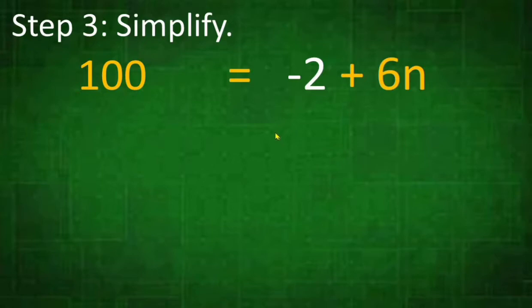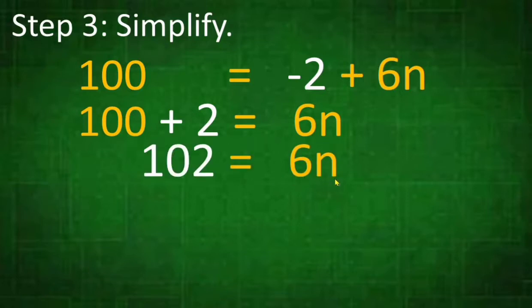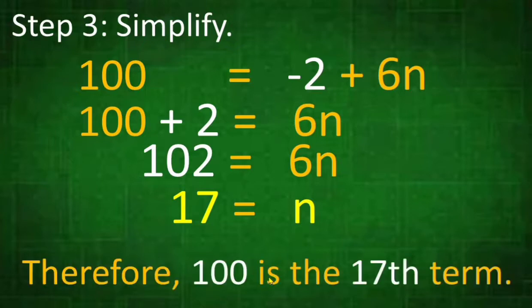Then, you are going to add 2 to both sides of the equation. That will become 100 plus 2 is equal to 6n. 102 is equal to 6n. Divide both sides by 6, so n is equal to 17. Therefore, 100 is the 17th term of the given sequence.